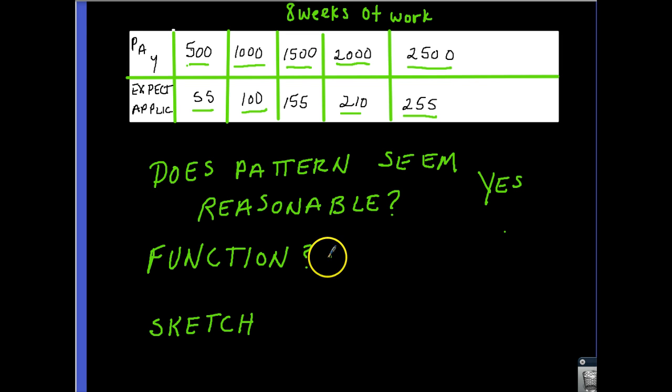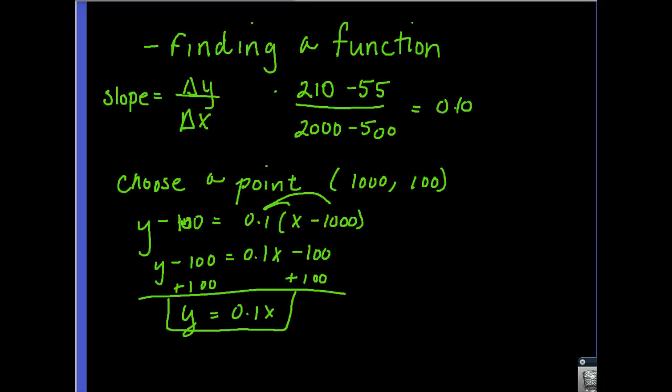Now, the next thing that we're going to do is using this information, and this is going to be our x coordinate, this is going to be our y coordinate. We're going to find a function, and then we're going to sketch this graph. And we've done this before. So this is old news for you guys, but here's how we're going to do it. So in finding the function, if you remember, if we have a bunch of points, the first thing we're going to do is find the slope. And remember, the slope is the change in y divided by the change in x.